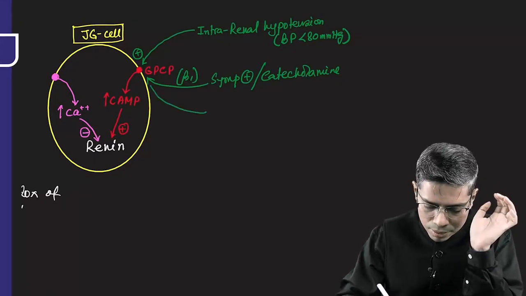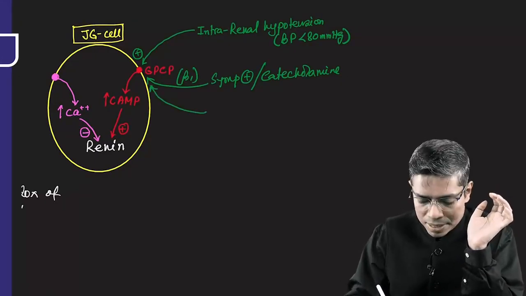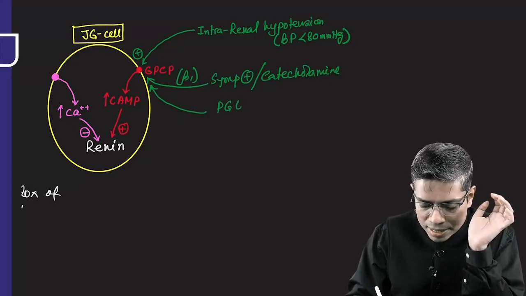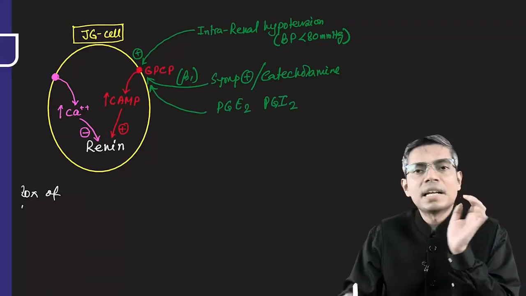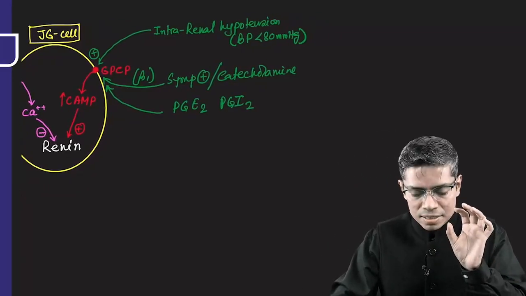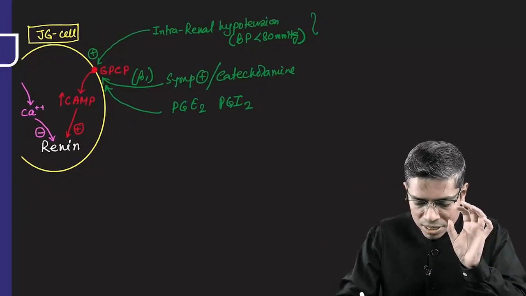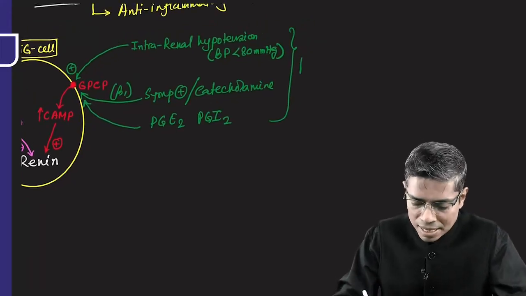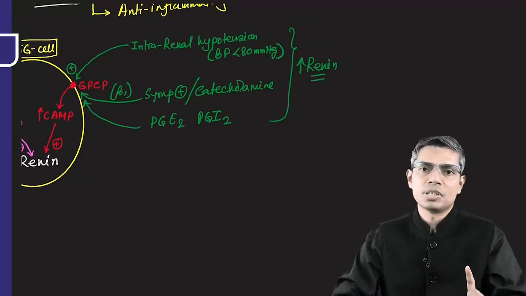And the third one, which acts through this increased cAMP, is nothing but prostaglandin E2 and prostaglandin I2. So this prostaglandin E2 and I2, they also increase cAMP production inside this JG cell. So all these stimuli that I have written here increase your renin secretion. Very, very important for your MCQ, I'm telling you, right?